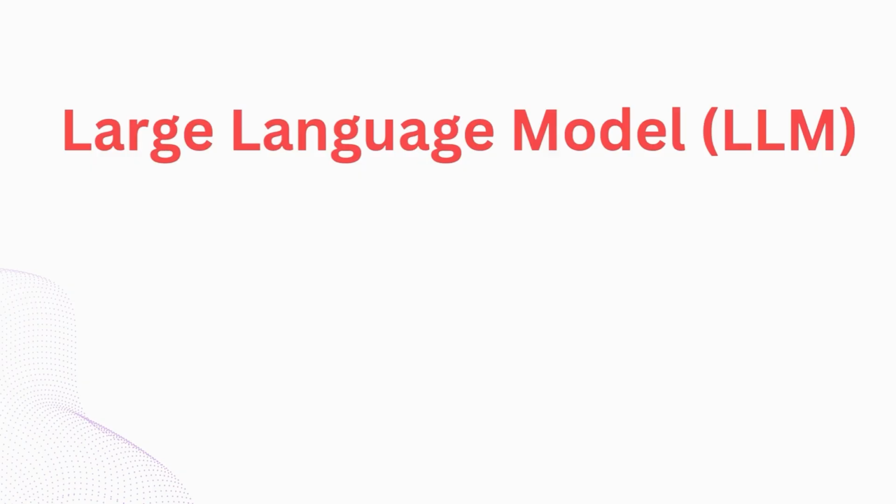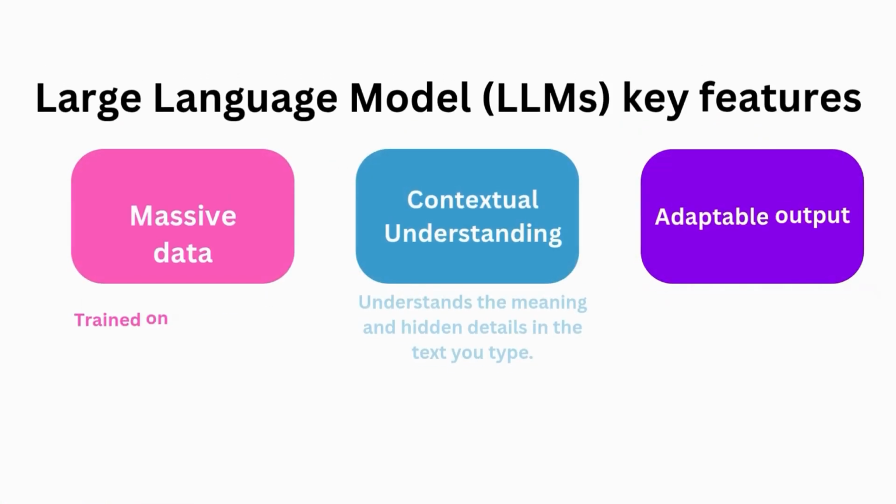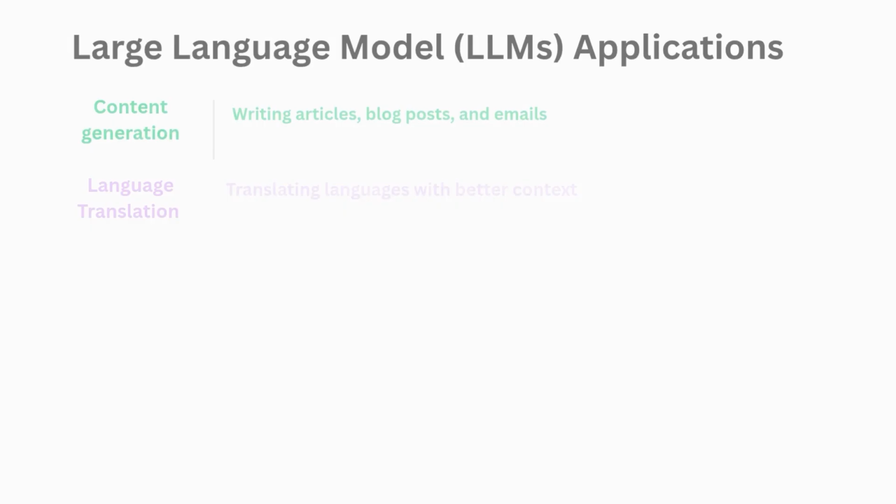So what is a large language model, LLM? It's a type of AI that has been trained on a huge amount of text, like websites, books, and articles. This training helps it understand and create human-like text. LLMs can understand context, meaning they know how to respond appropriately based on the conversation. They can write stories, answer questions, write code, translate languages, and more.